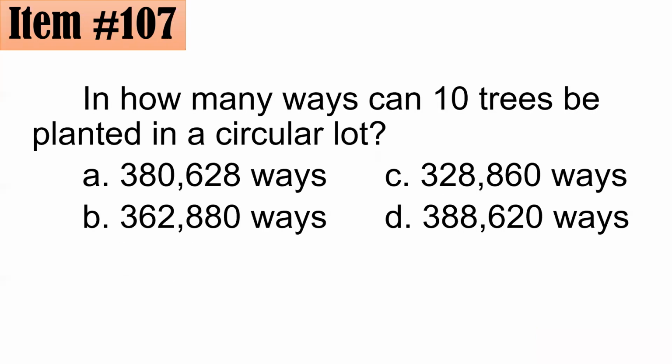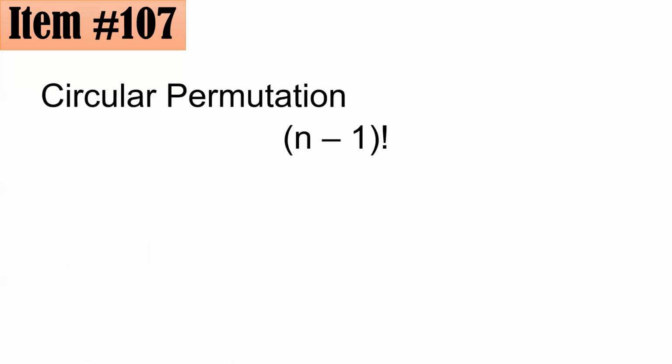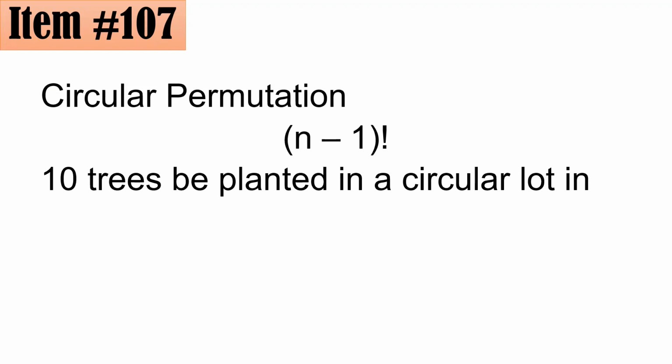107. In how many ways can 10 trees be planted in a circular lot? Did you go for A, B, C, or D? Tingnan nyo po. Okay, convinced with letter B. Ano nga po ba yung formula natin for circular permutation? With a distinct number of objects with n elements, that would be n minus 1 factorial. Thank you po. And so since there are 10 trees, no?